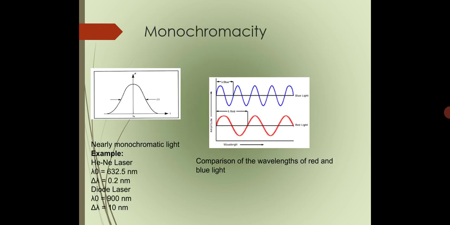Now, when we observe monochromaticity, in a helium neon laser, for example, nearly monochromatic means there are some wavelengths present, but with only 0.2 nanometer of difference. And the helium neon laser operates at 632.5 nanometer.